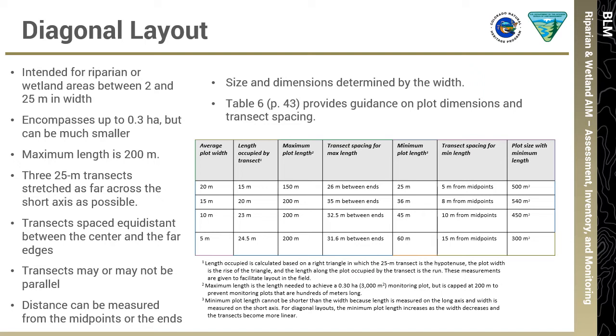Like the transverse layout, size and dimensions are determined by the width. This table provides guidance on plot dimensions and transect spacing and is based on both the distance between the midpoints, if the transects are overlapping, and distance from one end to another. This table can be found in section 4.3 of the field protocol.